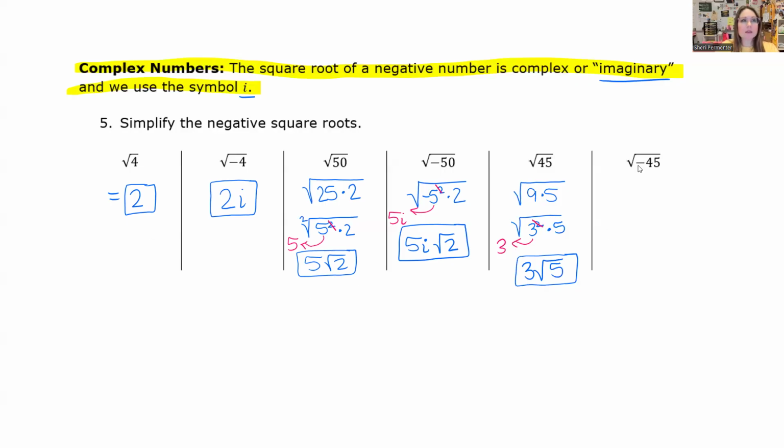So what do you think that the square root of negative 45 is going to be? 3i square root 5. So I don't have to go through these same steps. And i is going to come out into the front. So I'm going to get 3i square root 5.